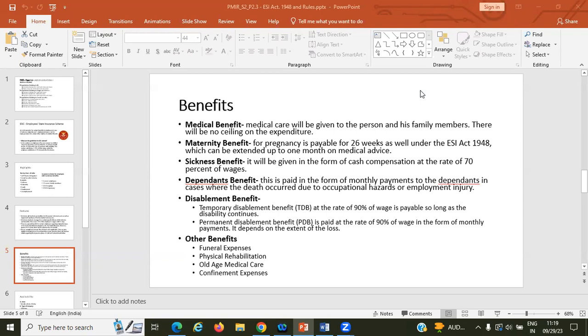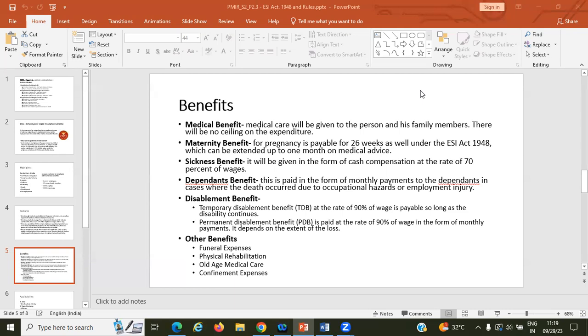Sickness benefits. There are some diseases which are included in the act. It will be given in the form of cash compensation at the rate of 70% of wages. That is the maximum upper limit. How wages are calculated, we'll see on another slide. So in the sickness benefit, you are getting cash benefits, that is a maximum of 70% of your wages.